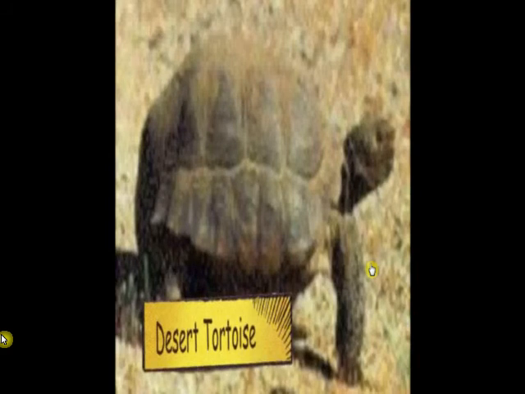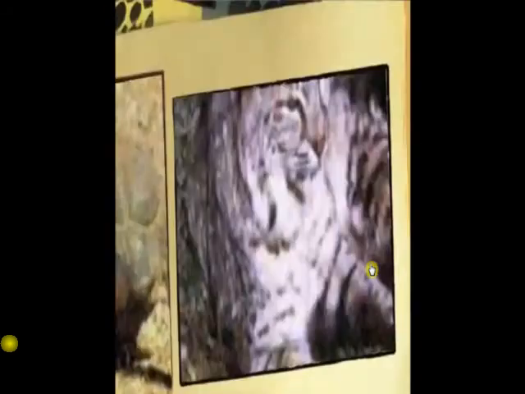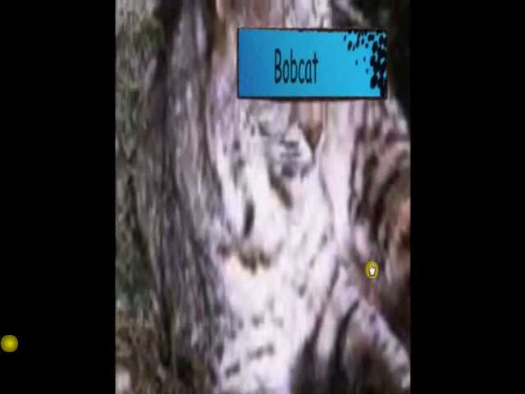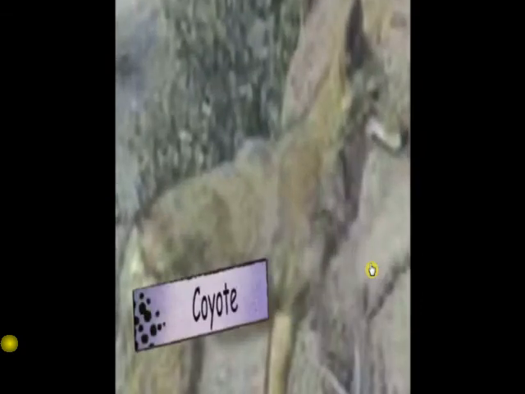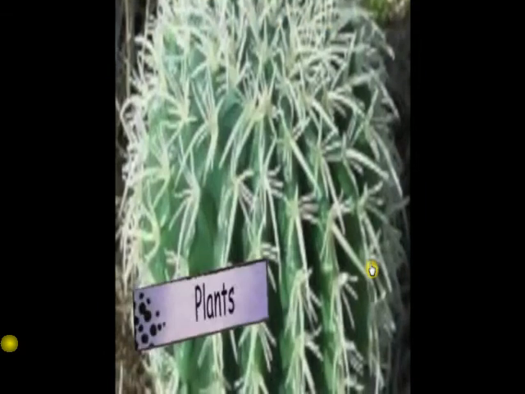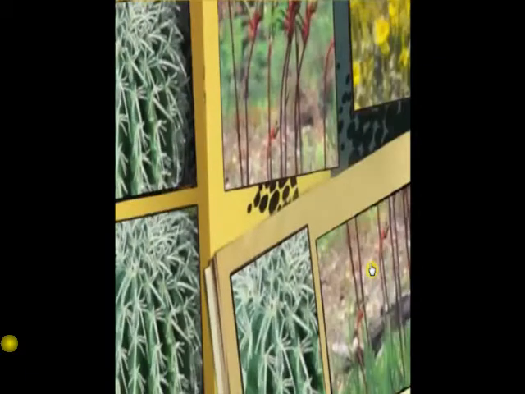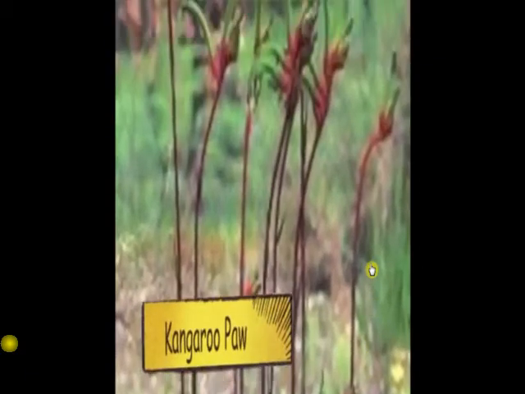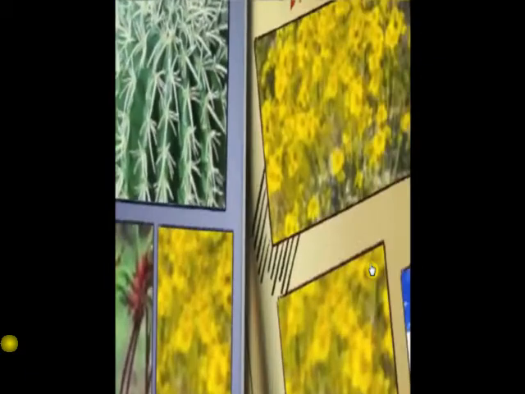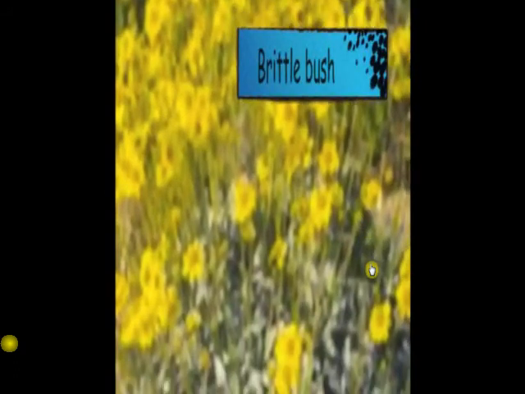3 animals: the desert tortoise, the bobcat, and the coyote. Just like the roadrunner and Wile E. Coyote, a great way to remember that the coyote can be found in the desert. Very adaptable. Some of the plant life include many types of various cacti, the kangaroo paw, the brittle bush.